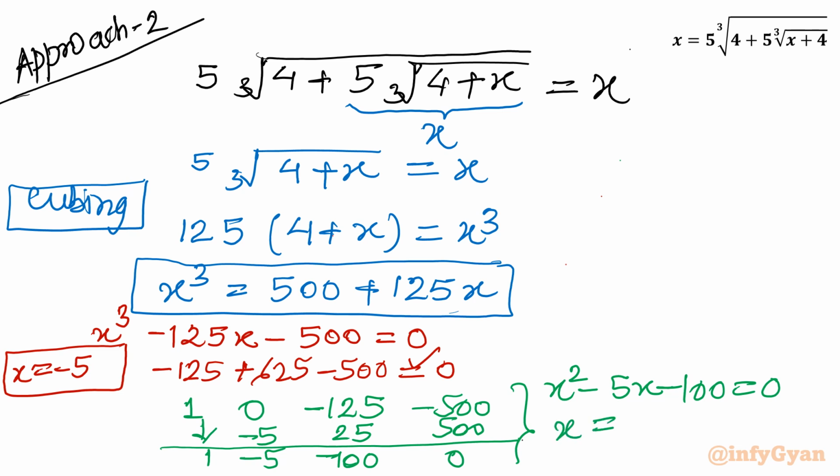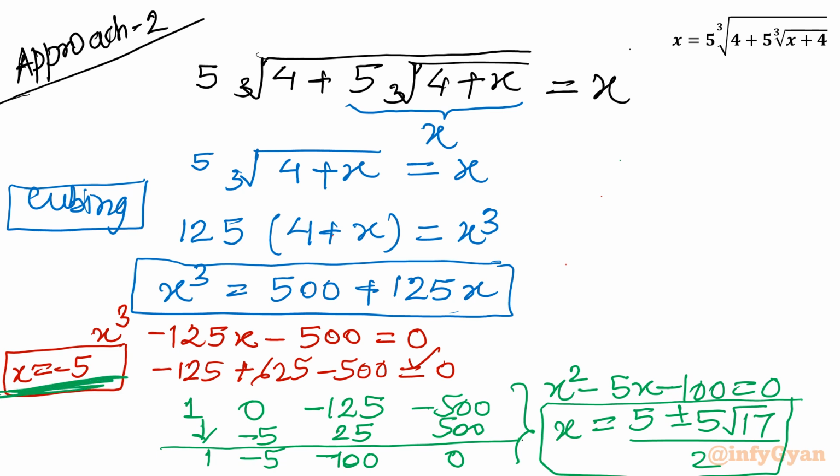x is equal to 5 plus minus 5 root 17 divided by 2. So one solution is our base solution, which is this minus 5, and the two remaining solutions are x equal to 5 plus minus 5 root 17 over 2.